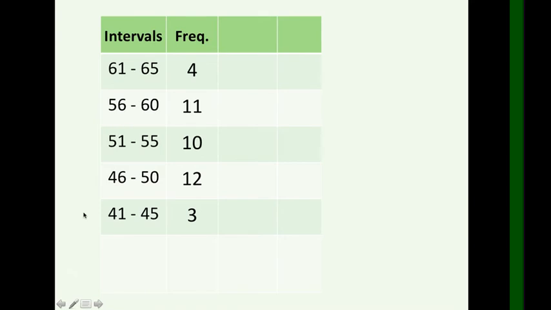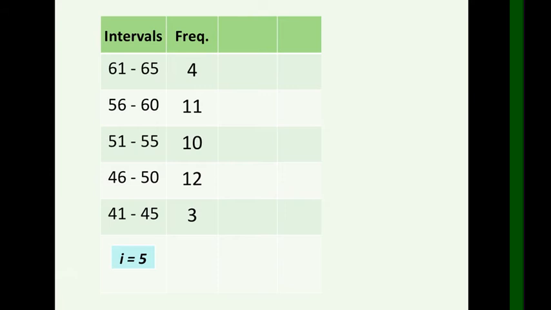So first thing to do is to determine the class mark. How to determine the class mark? The class interval of these intervals is equal to 5. So how did we get 5? Let's count here. 61 to 65: we have 61, 62, 63, 64, and 65. That's five. Or for 41 to 45: 41, 42, 43, 44, 45. So the interval of all of these, if you count, is equal to 5.